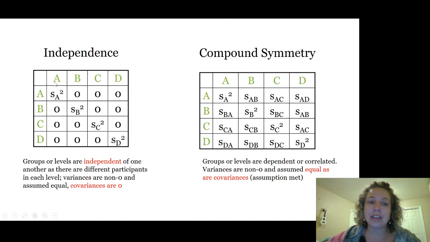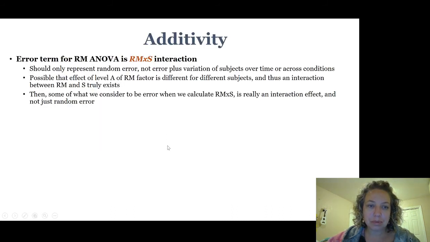So independence says all pairings have 0 correlation. Compound symmetry goes further and says they're not 0, but they're all the same. All pairings are the same. So all these off diagonals would be the same number.